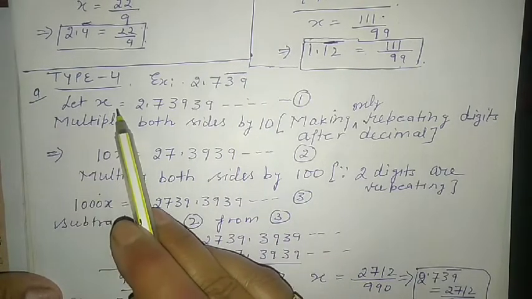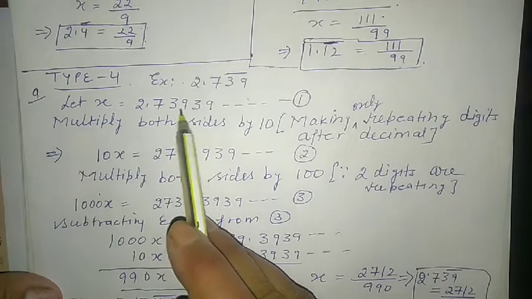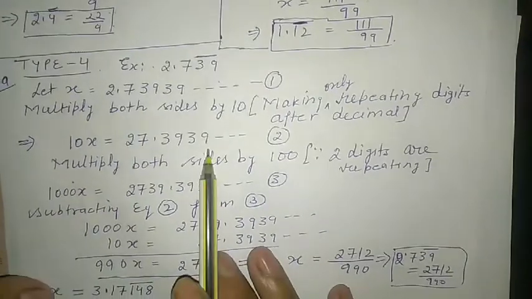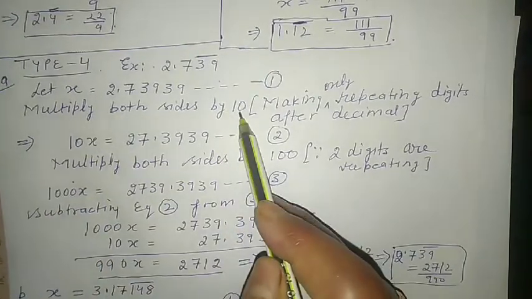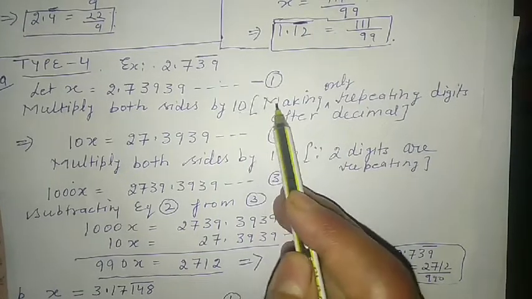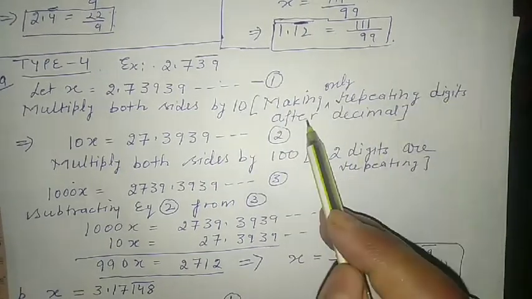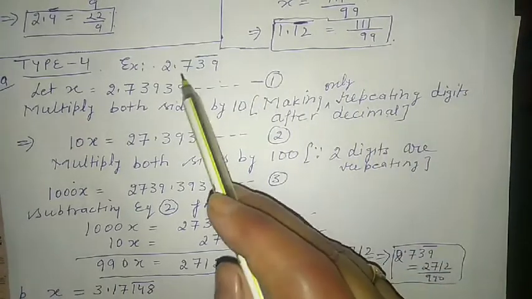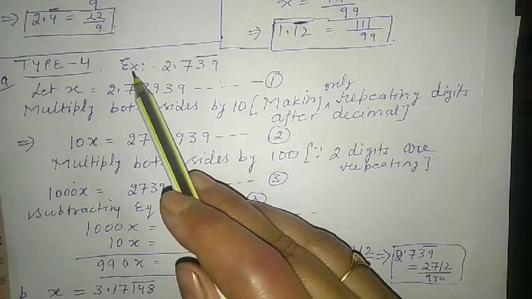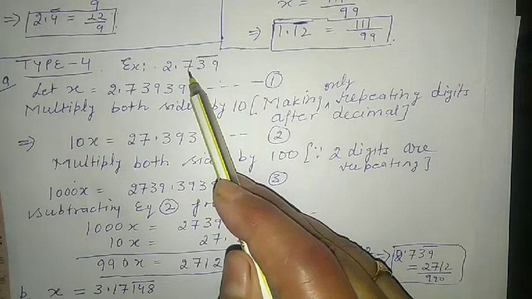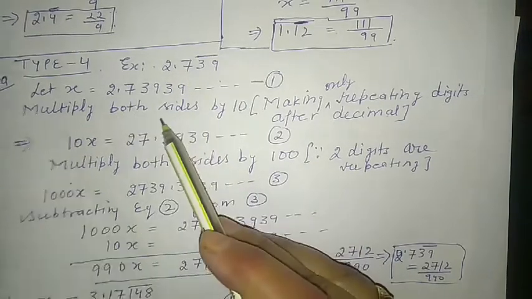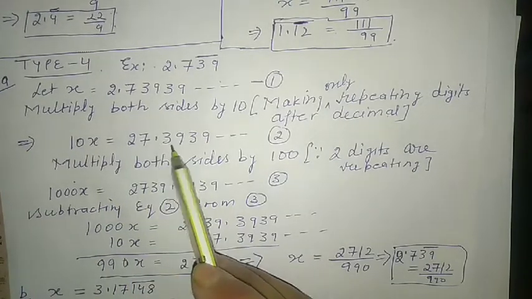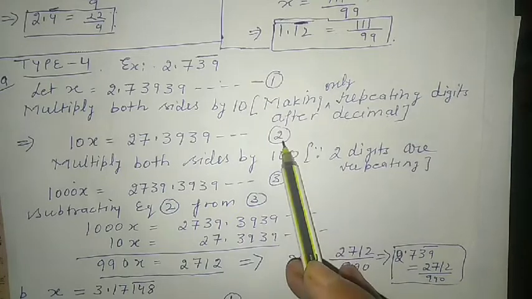So let x equal 2.73939 and so on. This is the first equation, just like the previous one. Multiply both sides by 10. Why? Making only repeating digits after the decimal. So we have to bring this 7 to the left side. That's why we are multiplying by 10. So 2 point, multiply by 10. So this is 10x equals 27.3939 and so on. This is the second equation.